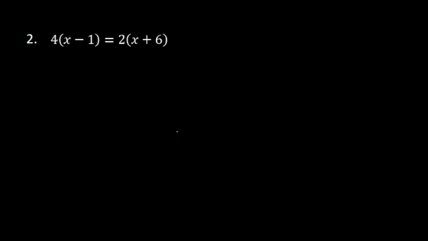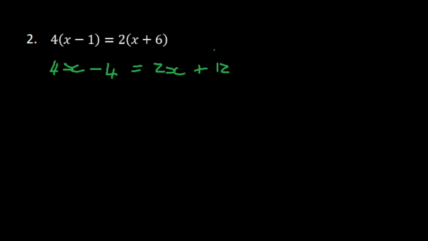The priority: firstly, distribute your terms on both sides. I'm going to multiply this 4 into the bracket. I'm going to do the same with the 2 on the right-hand side. So this will become 4x minus 4. And on the right-hand side, we'll have 2x plus 12.